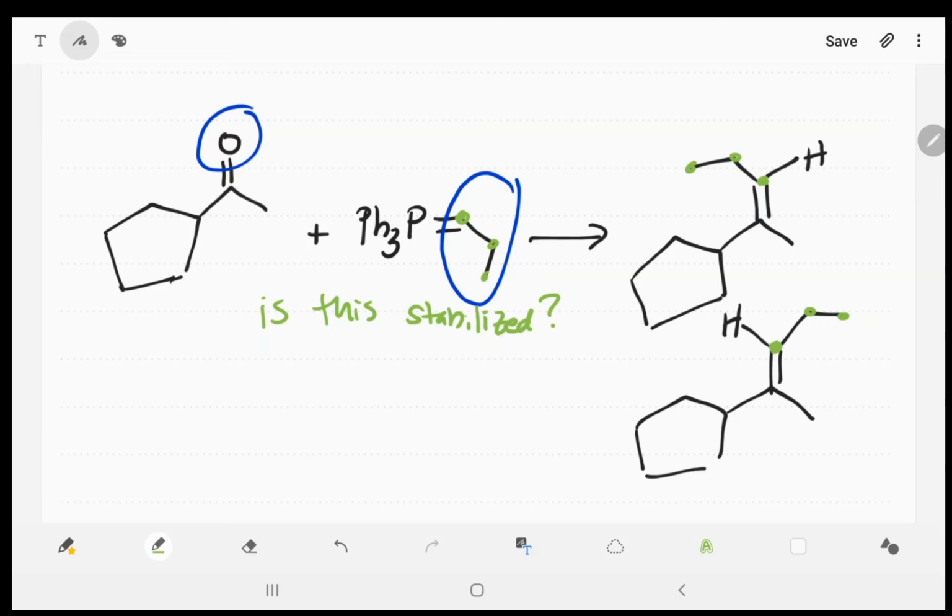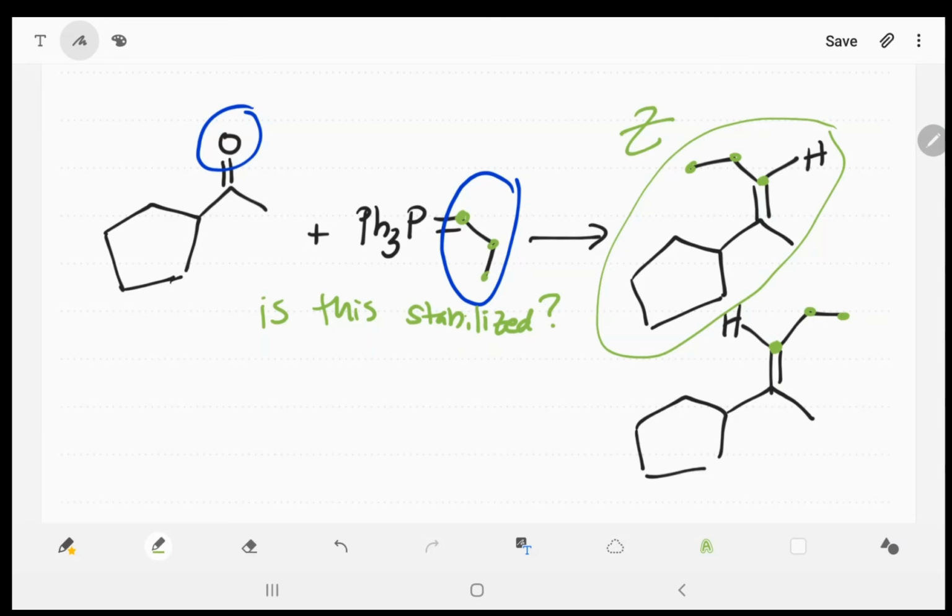Is this a stabilized Wittig? No, it's not, right? There's no electron withdrawing group. There's nothing like that. So that means we're going to get this guy. If it's not stabilized, you're going to end up with your bulky things cis to each other. You're going to end up with your Z-alkene.